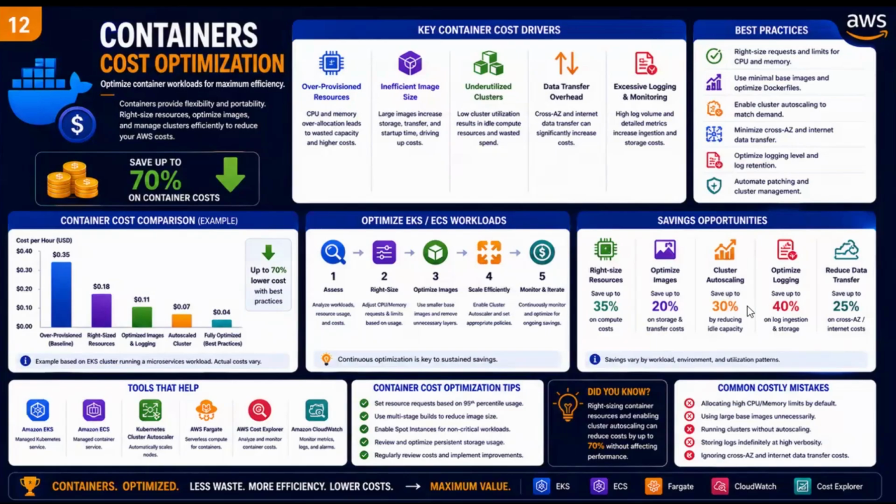Cluster auto scaling, save up to 30% by reducing idle capacity. And optimize your logging on log integration and storage, and reduce the data transfer on cross-AZ and internet costs. So these are the overview and container cost optimizations. And next we will talk about the cost opportunity.